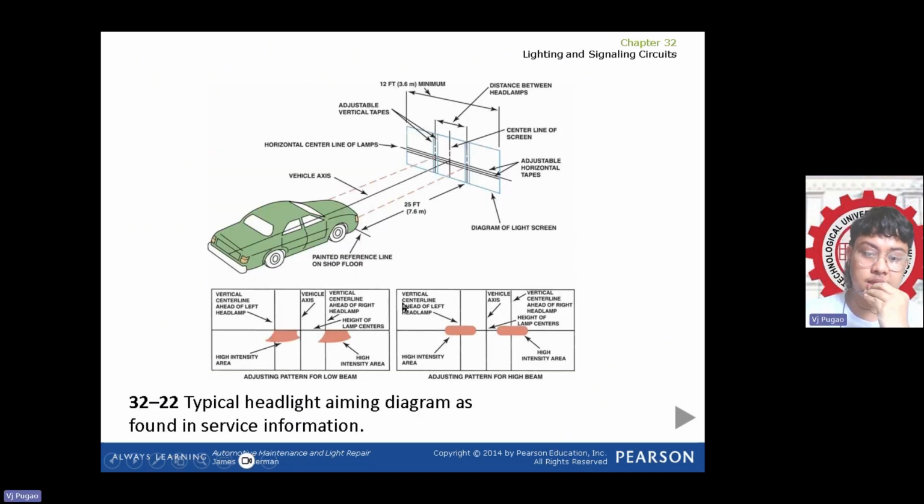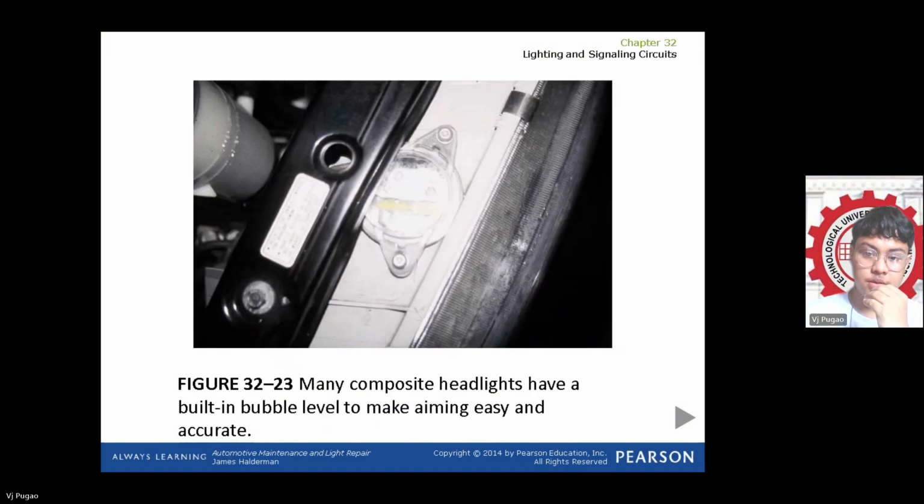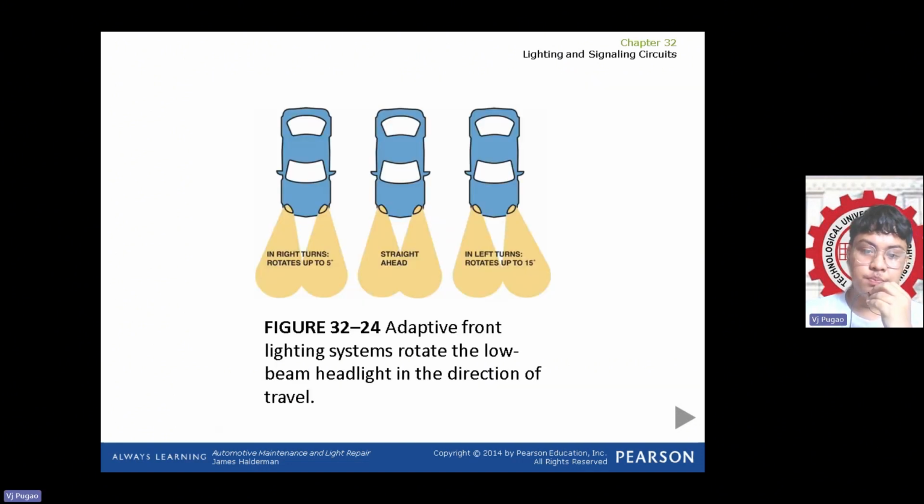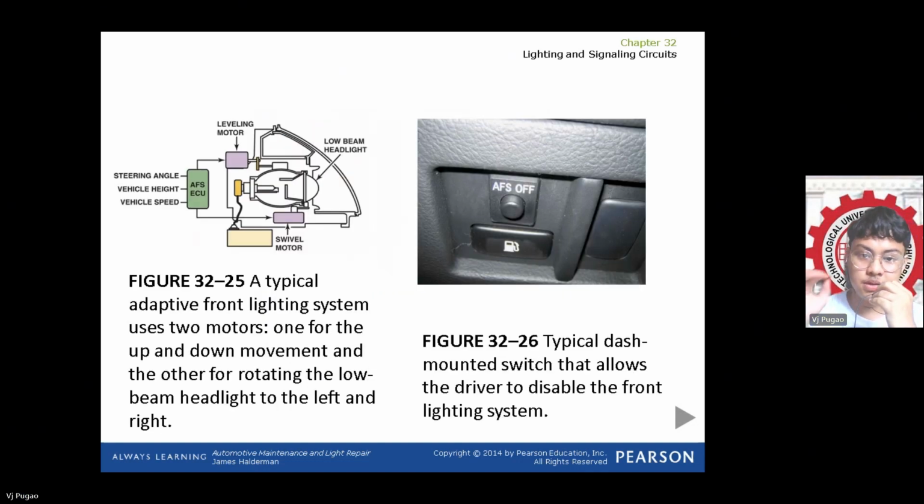So this is a typical headlight aiming diagram as found in the service information. Many composite headlights have a built-in bubble level to make aiming easy and accurate. The adaptive front lighting system rotates the low beam headlight in the direction of the turn. A typical adaptive front lighting system uses two motors, one for up and down movement and another for rotating the low beam headlight to the left and right. A typical dash-mounted switch allows the driver to disable the adaptive front lighting system.